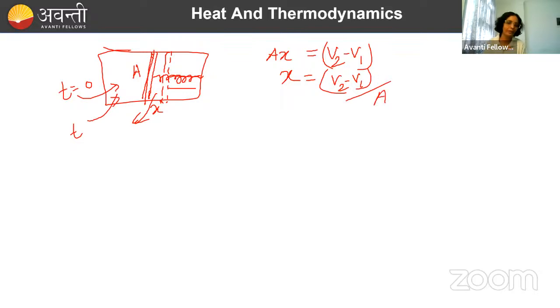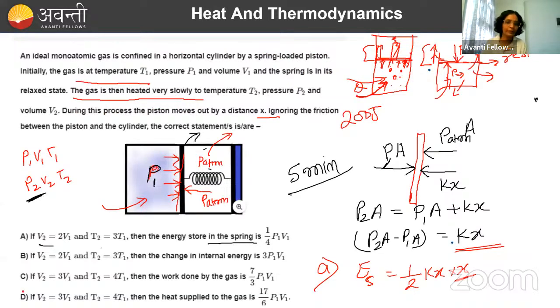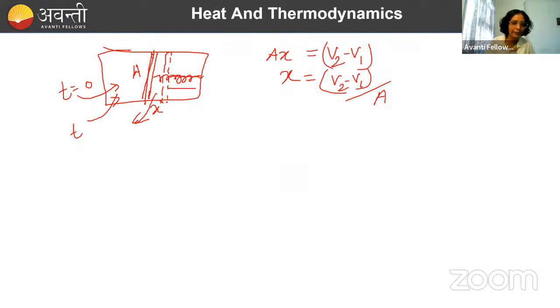Just to make the calculation easy, I didn't calculate the value of K. Kx I got here, so I left it as it is, because X we can easily calculate from volume change, and volume change is given in the question, so it will be easier to calculate. So let's now calculate the energy.